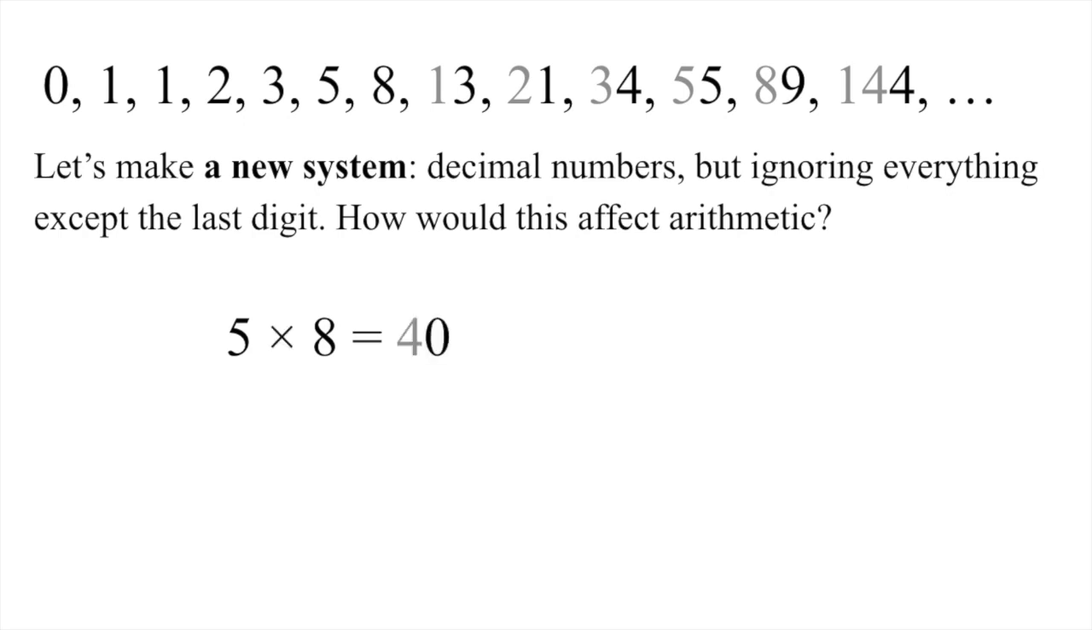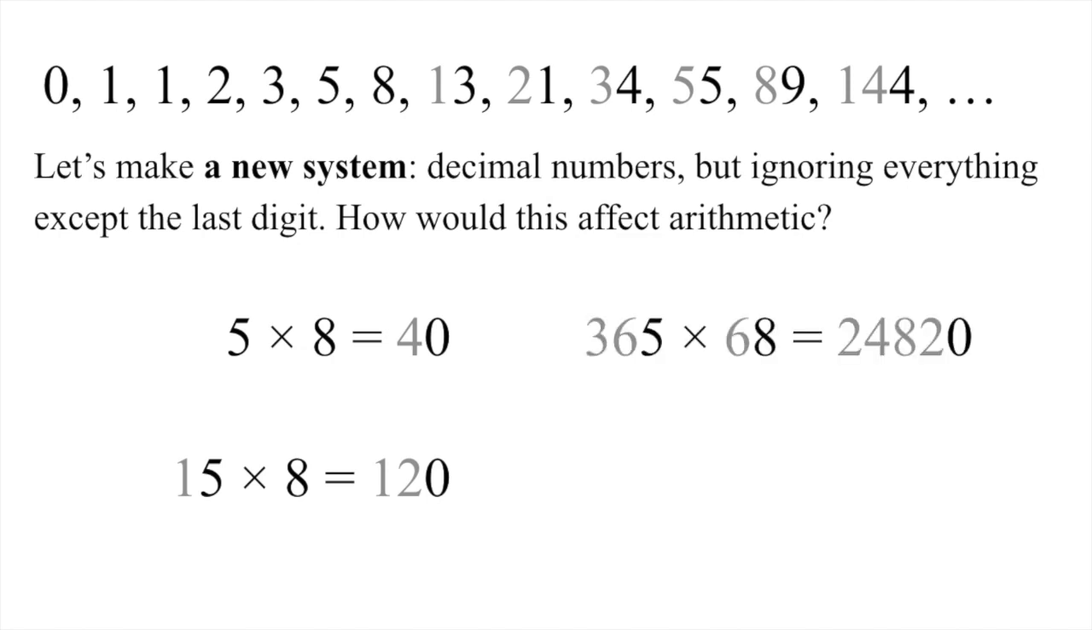Now, if we do multiplication, it's pretty easy to see that this is going to work out, because any number that ends in a 5 is a multiple of 5, and any number that ends in an 8 is a multiple of 2, so their product has to be a multiple of 10, and therefore has to end with a 0. Still, we again have a consistent fact that 5 times 8 is equal to 0.